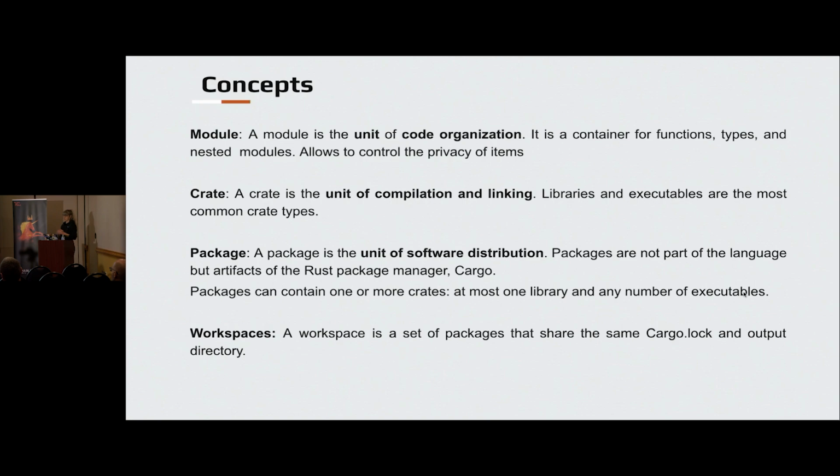So, concepts. Modules are units, more like a logical unit where we define what we want to place in it. It contains different types and different functions, things like that. It helps us control the privacy of our items within the module. A crate is the unit of our compilation and linking. So linking dependencies within a crate and creating an executable or library of different types.